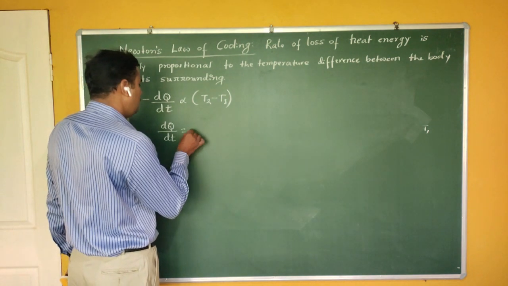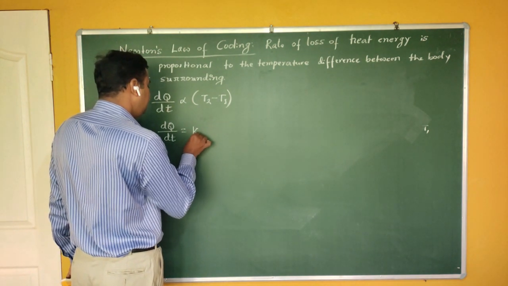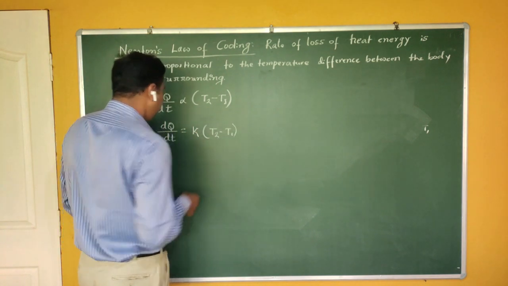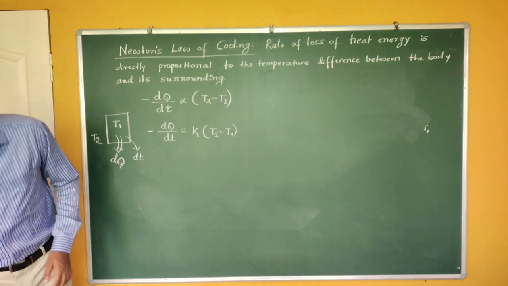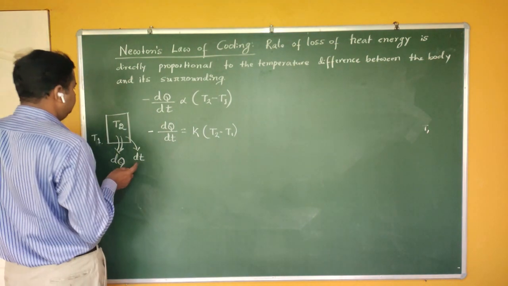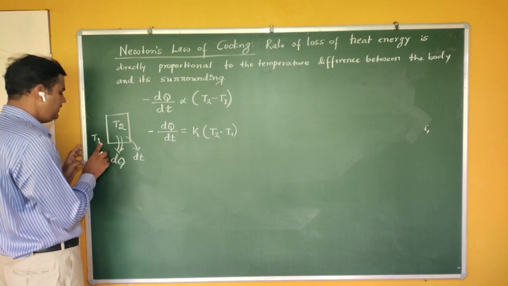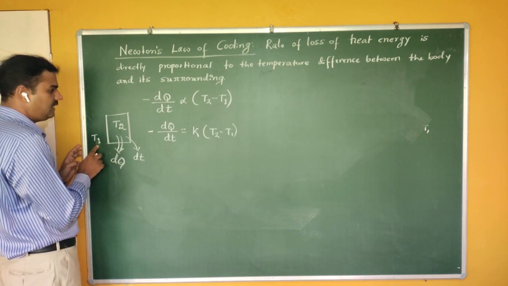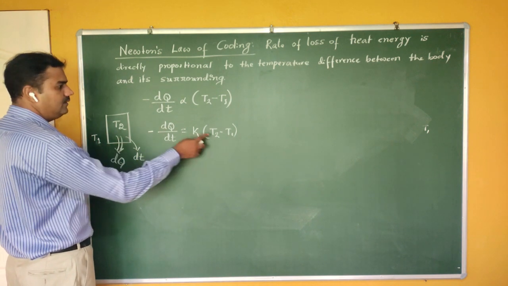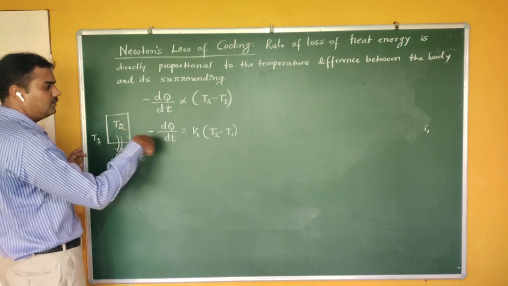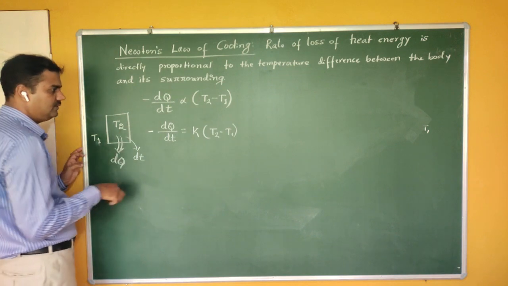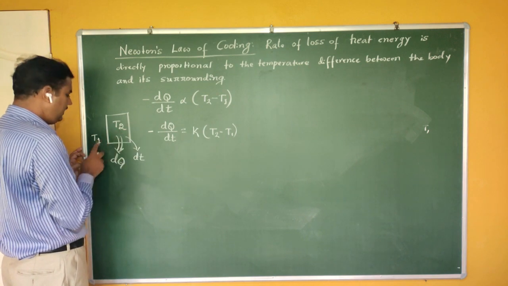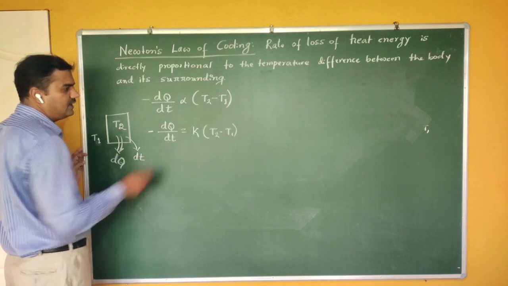If I take the proportionality constant as k, then it can be written as dq by dt is equal to k into T2 minus T1. Okay, so let me make a small change here. Let me take T2 as the temperature of the body and T1 as the temperature of the surrounding. Otherwise, T2 minus T1 becomes negative, and therefore the whole thing becomes positive. So let me make some correction here: T2 is the temperature of the body and T1 is the temperature of the surrounding, so that T2 is greater than T1.